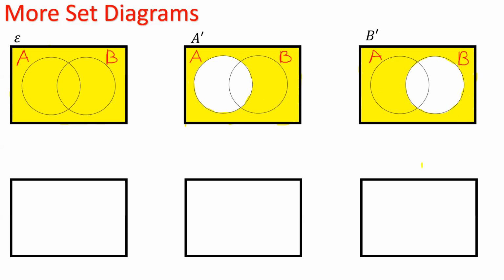Chai, are you there? Yes, sir. Explain to me how we got B complement. B complement is everything but B. Very good. How are we gonna get A complement? A complement is everything but A. Very good.